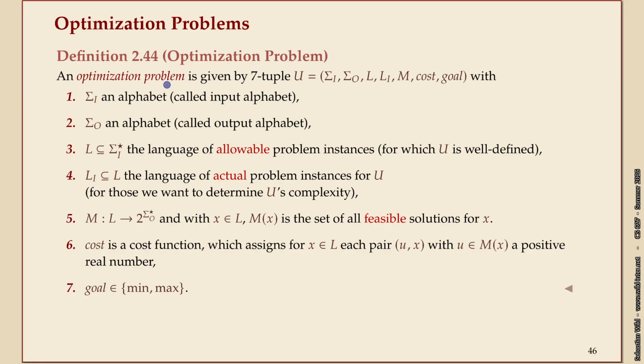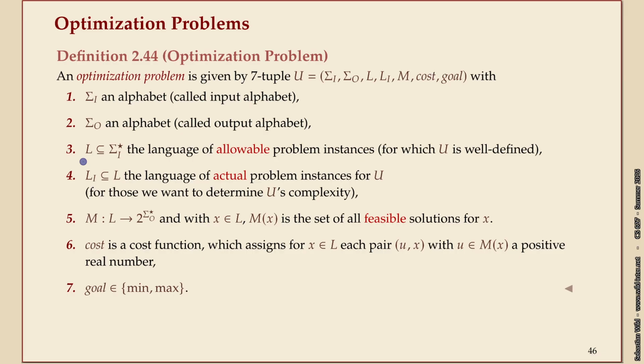So formally, an optimization problem has a bunch of different components. There's an input alphabet. We somehow have to encode the input again. But this time we also produce an output, so we also have to say how that looks. Then there's a certain language over this input alphabet of allowable instances. So these are valid encodings of some problem.